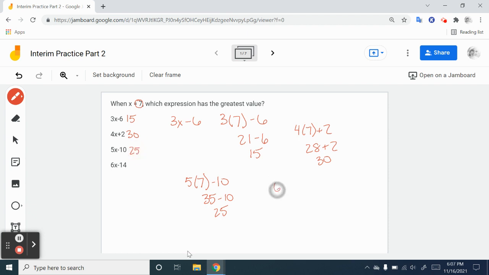Then I've got 6x minus 14. So I'm going to do 6 times 7 minus 14. 6 times 7 is 42. 42 minus 14 is 28. All right, so, because I've got 28, 25, 30, and 15, 30 is the greatest value. So 4x plus 2 has the greatest value when x equals 7.